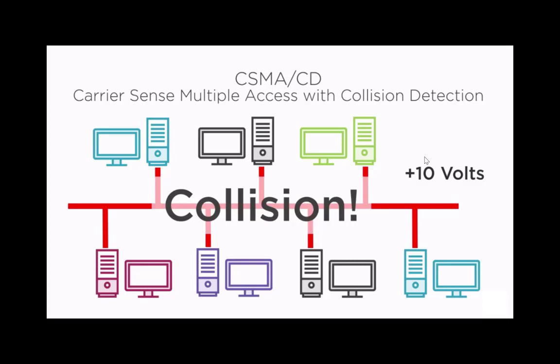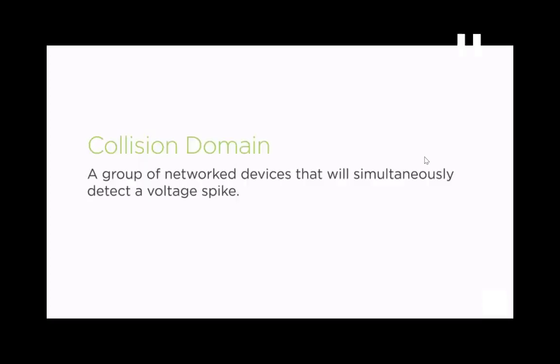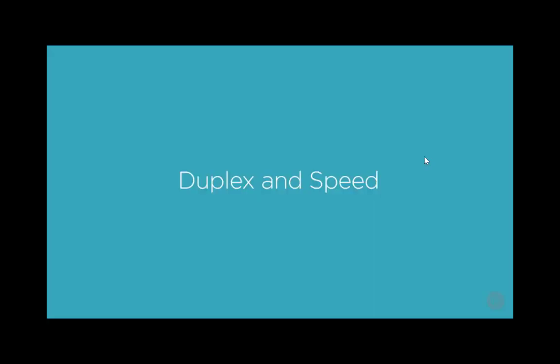This topology is obsolete now, but in the CCNA they ask one or two questions about this topology. So what is a collision domain? A group of network devices that will simultaneously detect a voltage spike. As I showed you, all the devices can listen to the voltage from the medium or backbone.